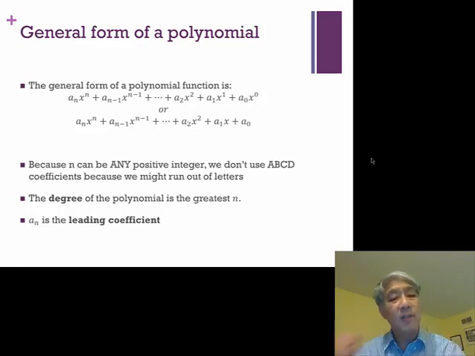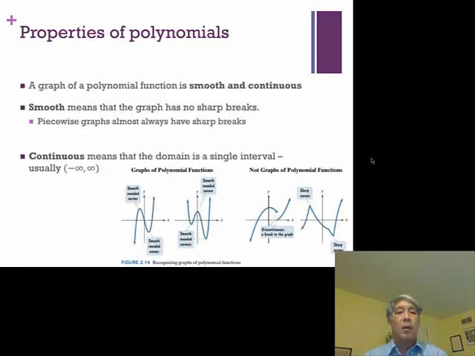and the coefficient in front of that x to the n, or a sub n, is our leading coefficient. That's what we call the leading coefficient. These two, degree and leading coefficient, tell us quite a bit about our polynomial. Before we move on, there are a couple of properties of polynomials that we need to be aware of.